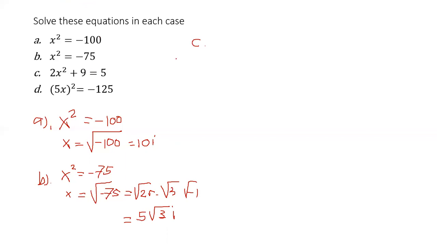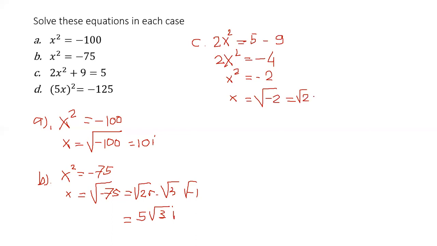Now c: 2x squared plus 9 equals 5. It's going to be 2x squared equals 5 minus 9, 2x squared equals negative 4. So x squared equals negative 2, because negative 4 divided by 2, and x equals square root of negative 2 like this, or it's going to be square root of 2 i.